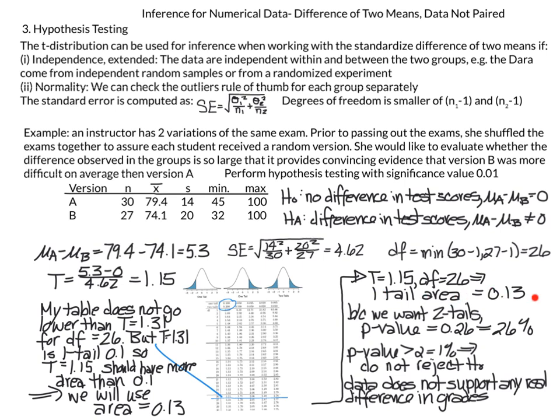Because we want two tails, right, because our hypothesis test is that it's not equal, so we don't want to just take into account one tail, that it's greater than or less than. We want that it's greater than or less than. We need to double this 0.13 to get 0.26 or 26%. That means our p-value of 0.26 is greater than alpha. Did they tell us what alpha to use? Significance level 0.01, right? We're all the way up to 0.26. So we're not going to reject the null hypothesis. The data does not support any real difference in grades.